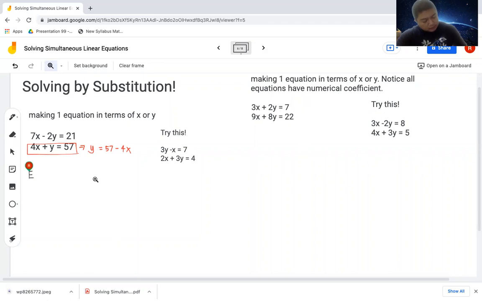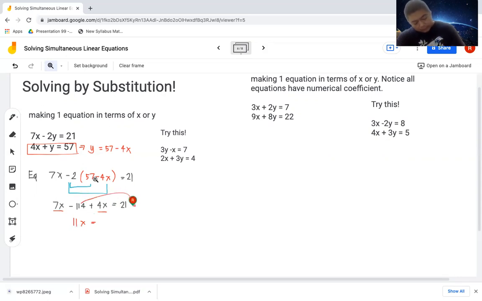So equation number 1 tells us that we have 7x minus 2y, wherein the value of y will be substituted here. So we will now have 57 minus 4x is equivalent to 21. So from here, you will now see that you can distribute this negative 2 to each and every one of the terms inside the grouping symbol. So what you're going to do here now is distribute it and make the calculation. So this will give us 7x minus 114 plus 4x is equivalent to 21.